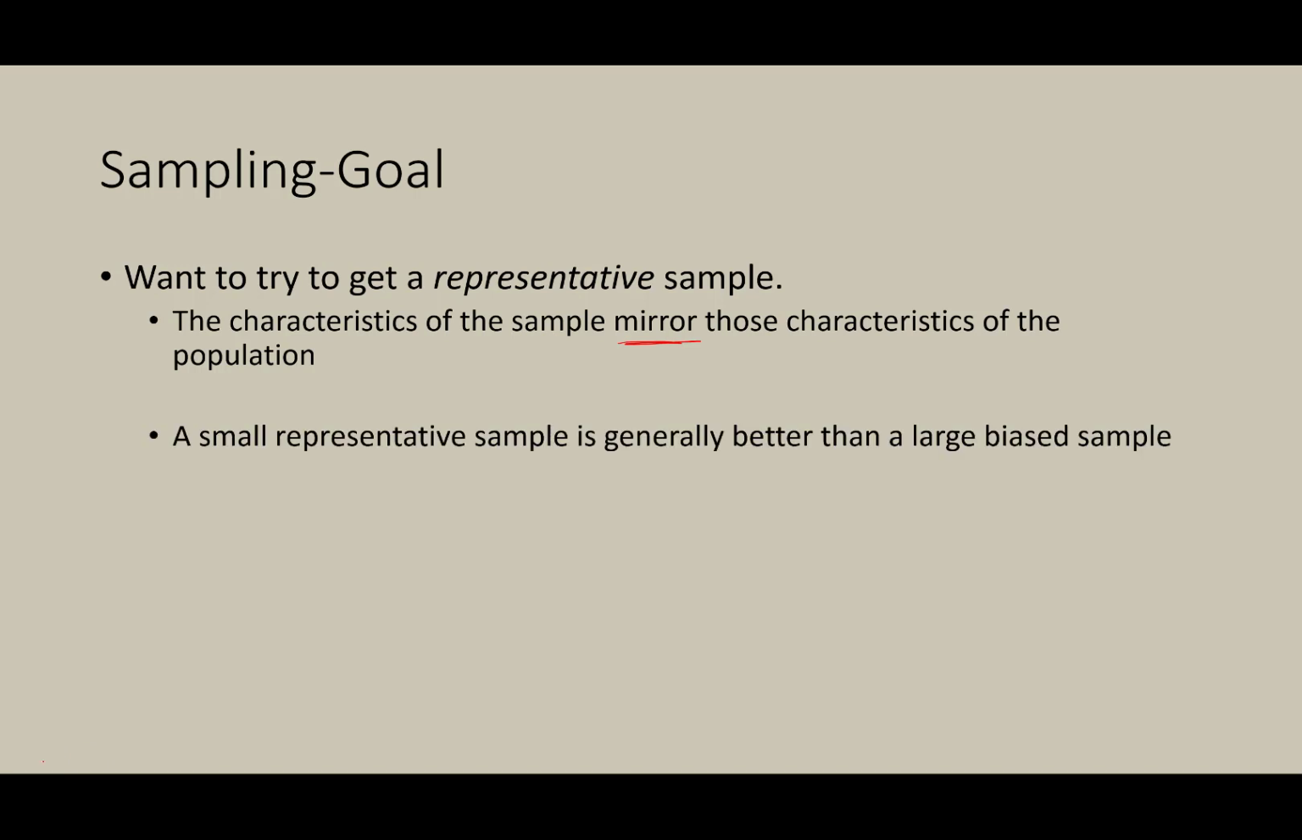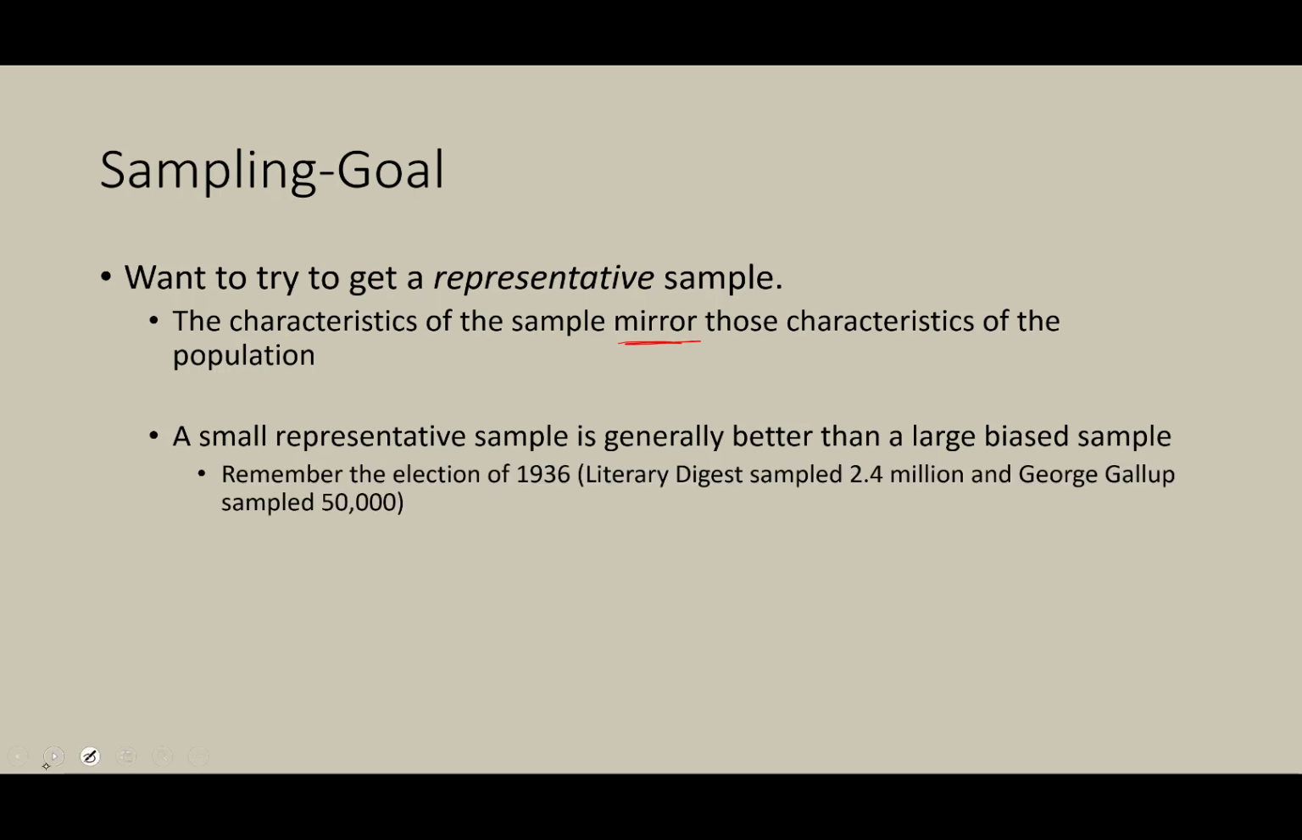And we've seen that a small representative sample is generally better than a large biased sample. So if you remember back to when we talked about the election of 1936, the Literary Digest sampled 2.4 million people and were way off on their prediction, whereas George Gallup sampled 50,000 people and was right on with his prediction for that particular election. So a small representative sample is generally going to give you better results than a large biased sample.